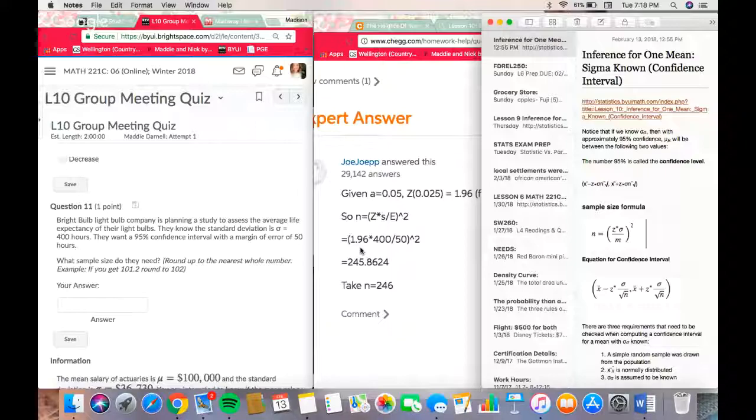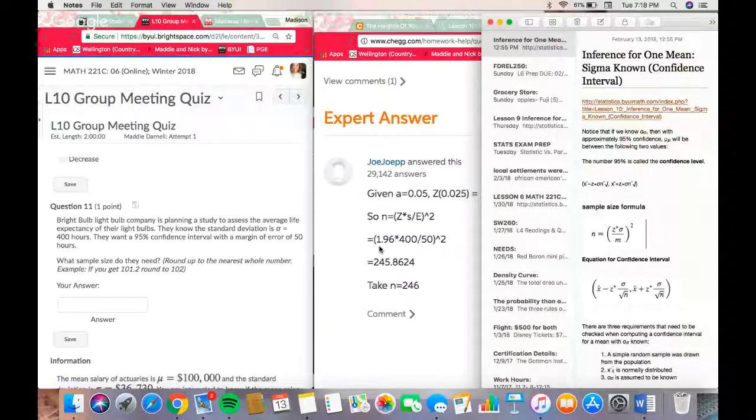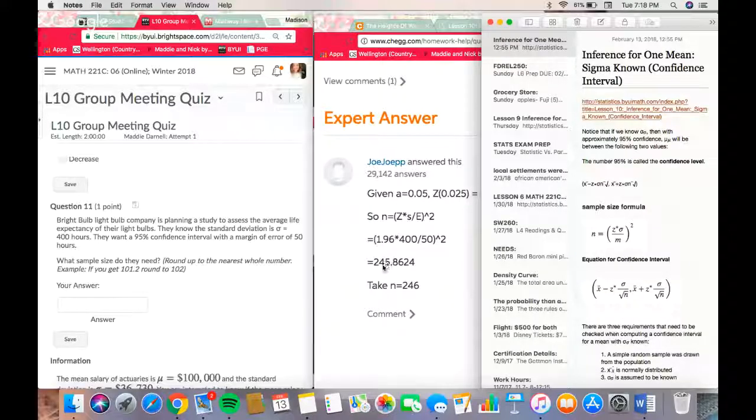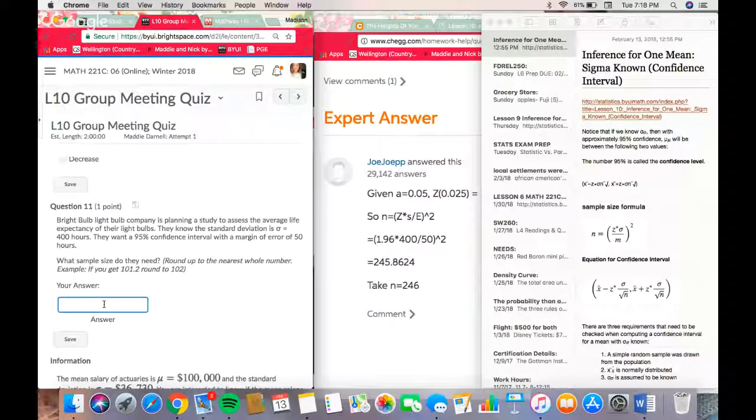Yeah, so it's 1.96 times 400 over 500 squared. So you basically end up getting 245.8624, which is 246. Yep, because you're rounding. Okay.